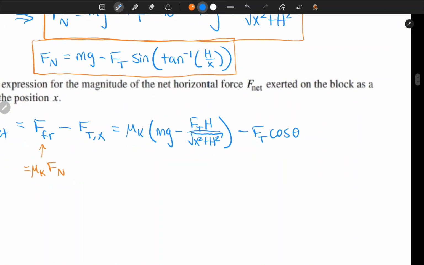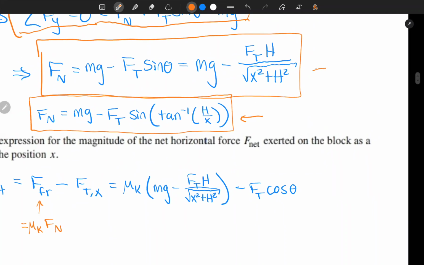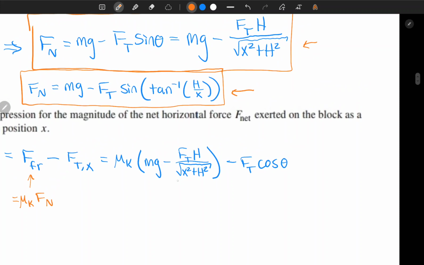Again, I should note that if you found, let's say, this second solution for the normal force instead of this first one, you would just plug in for this one. So although my answer is slightly neater, this term could have easily been F_T times the sine of arctangent of h over x. Both of these are perfectly valid solutions, and they give you the same answer. It's just written in a different way.